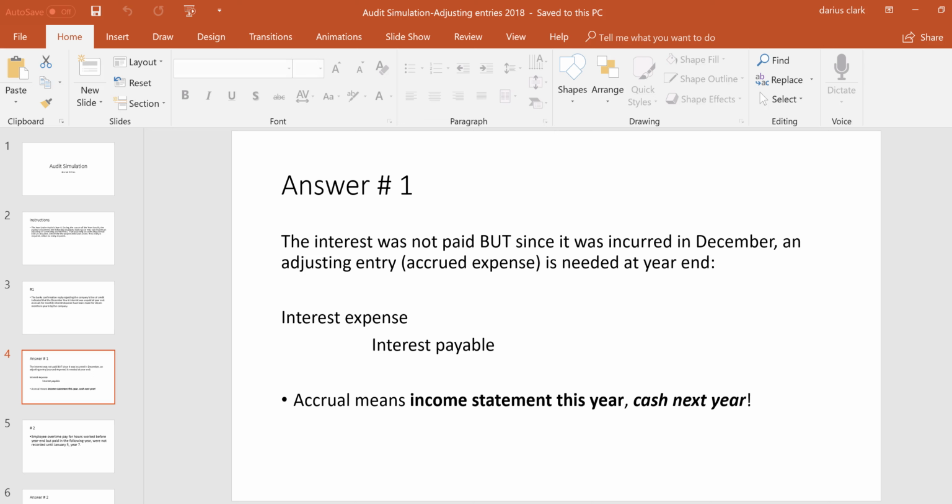This is an example of an accrual. An accrual means income statement this year, cash next year. So even though they didn't pay it, it's still an expense of the current period, and it's going to be charged against net income to make net income lower. And this will get the auditor's attention, because the auditor will think that the company deliberately left this entry out just to keep net income at a certain level. Because as you leave out expenses, net income pops up. As you put down these expenses and accrue them, net income falls.